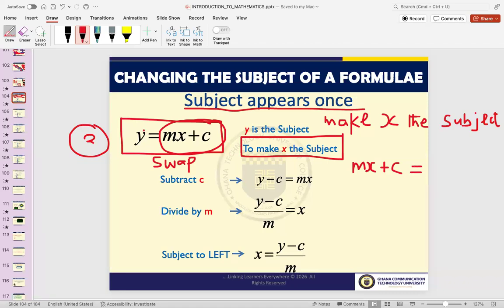And then you swap. Take everything on the left, y, and bring it to the right. As you took everything on the right to the left this way, you're also taking everything from the left to the right. So y now appears here. That is the swap.